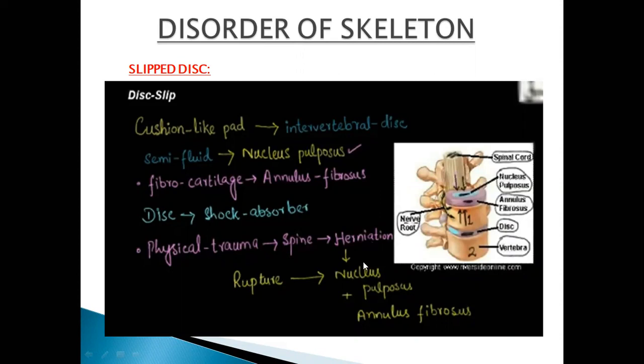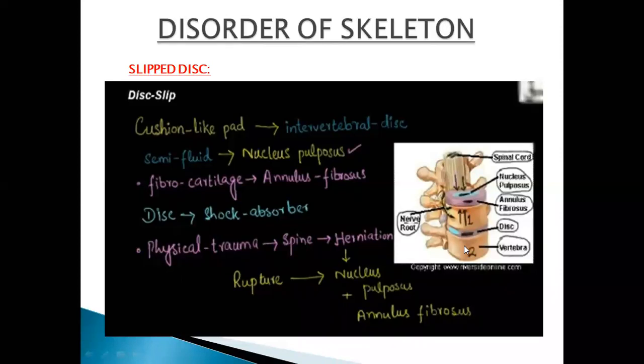What happens is that the nucleus pulposus and the annulus fibrosus, both these structures, rupture. If one vertebra is this one and the second vertebra is this one, between them is this disc made up of nucleus pulposus and annulus fibrosus. It degenerates or becomes ruptured. Then it can cause friction between these two vertebrae.